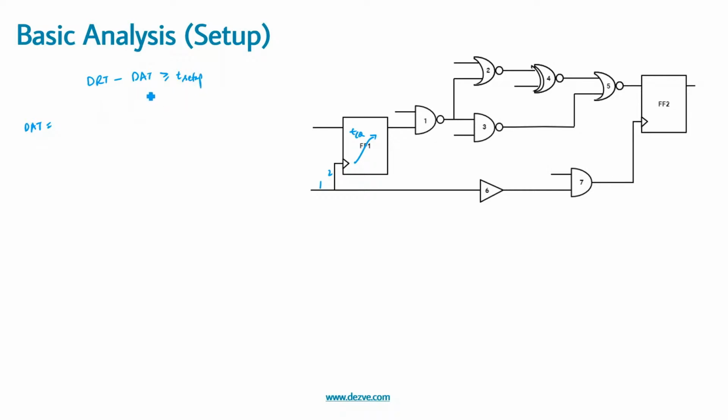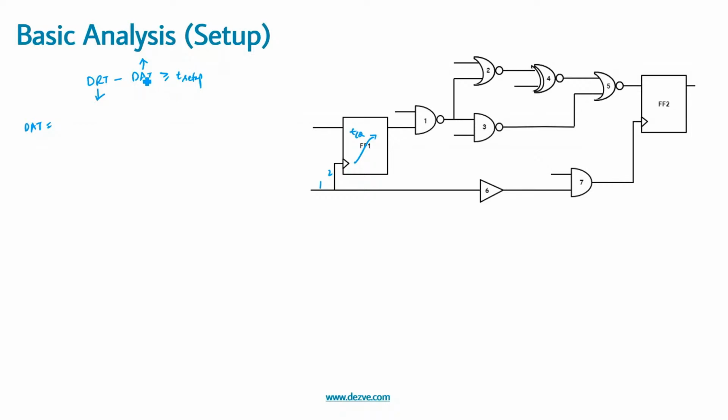So for analysis, we want to make sure that this equation holds true for all worst conditions, correct? So what can be the worst condition? The worst condition can be that we increase this delay as much as possible, decrease this delay as much as possible, and still meet the setup requirement. If that occurs, then we can surely say that this particular circuit meets the setup requirement, correct?